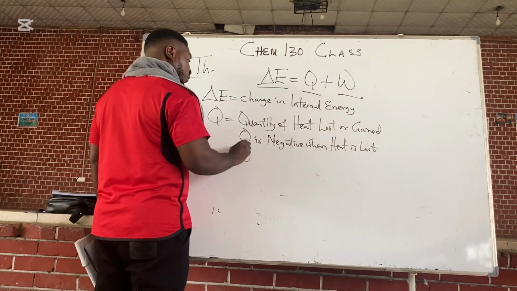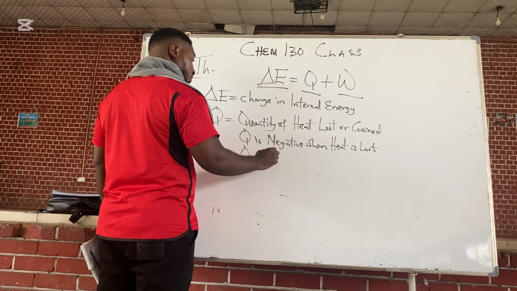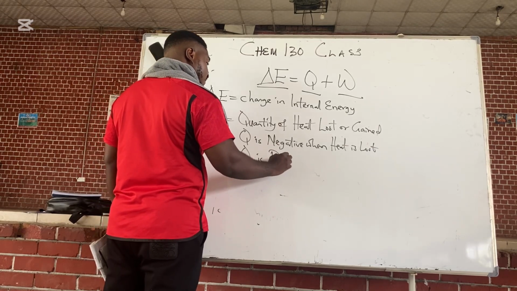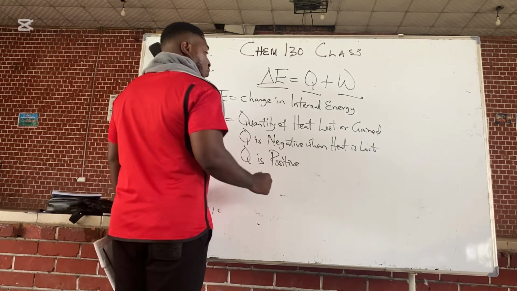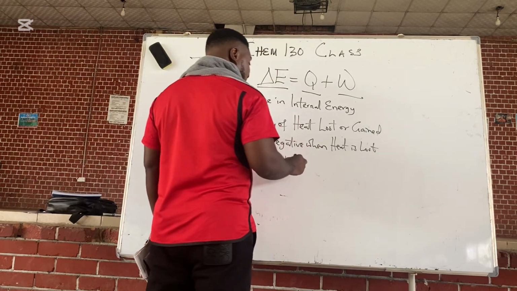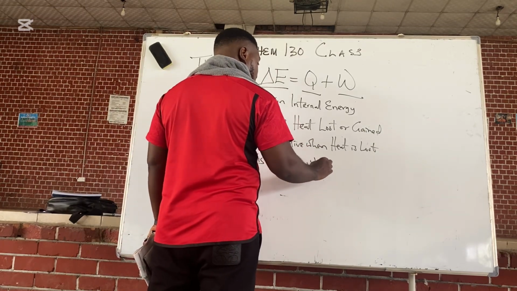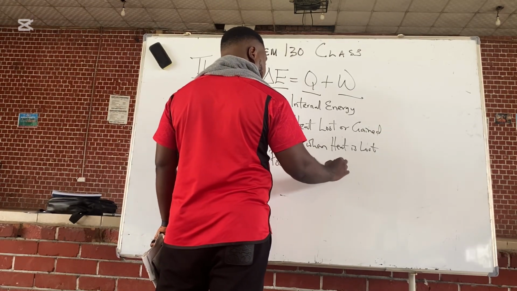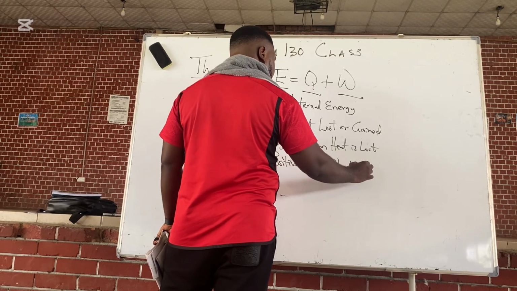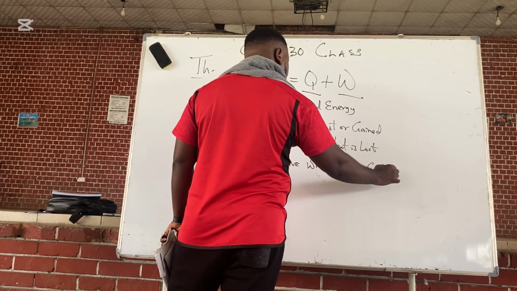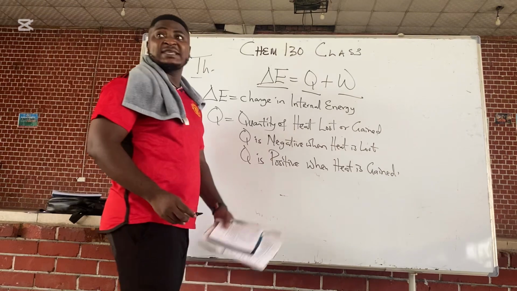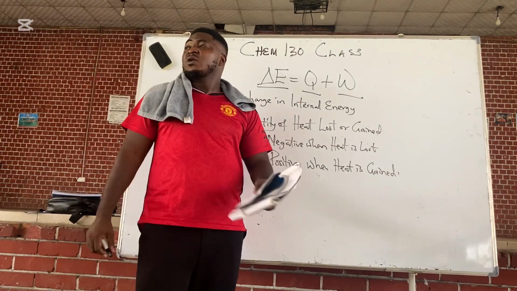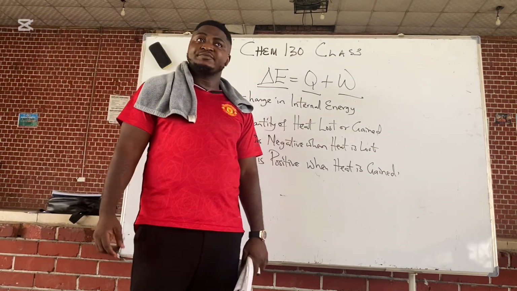And Q is positive when it is gained. When it is lost, Q is negative. When it is gained, Q is what? Positive. So when it is gained by the system, Q is positive. When it is lost, Q is negative.